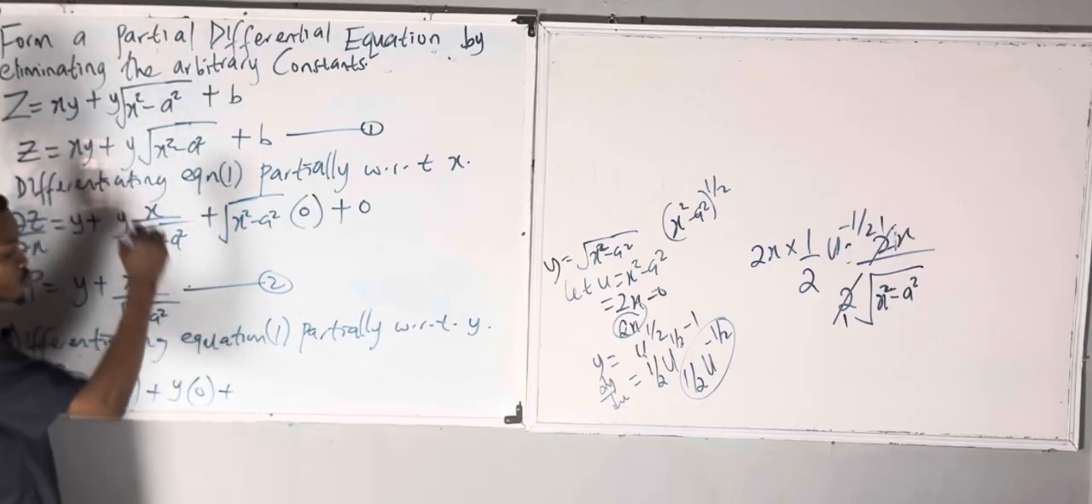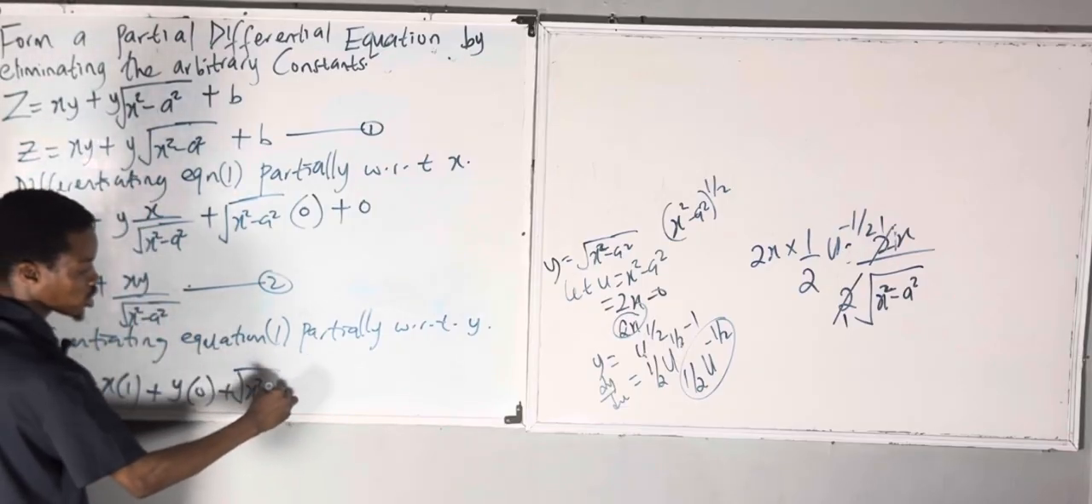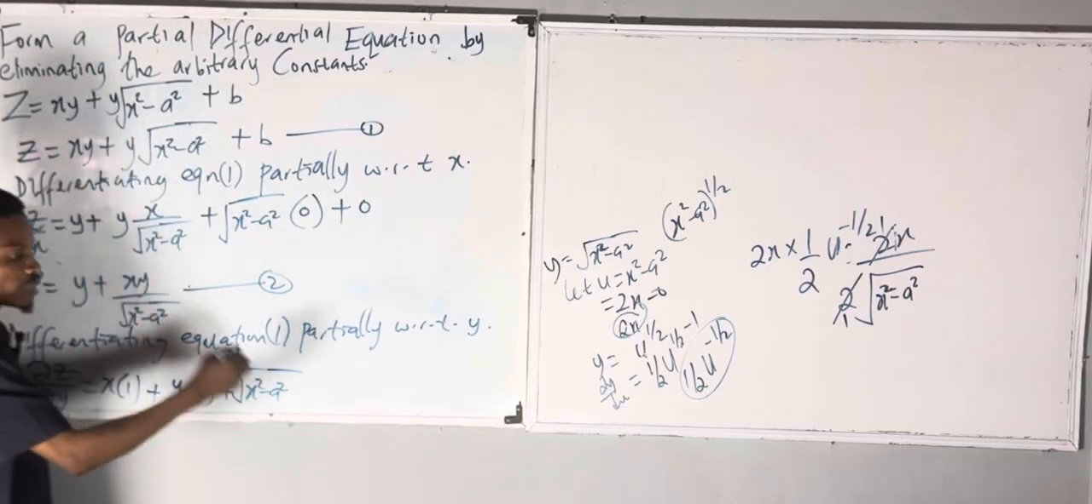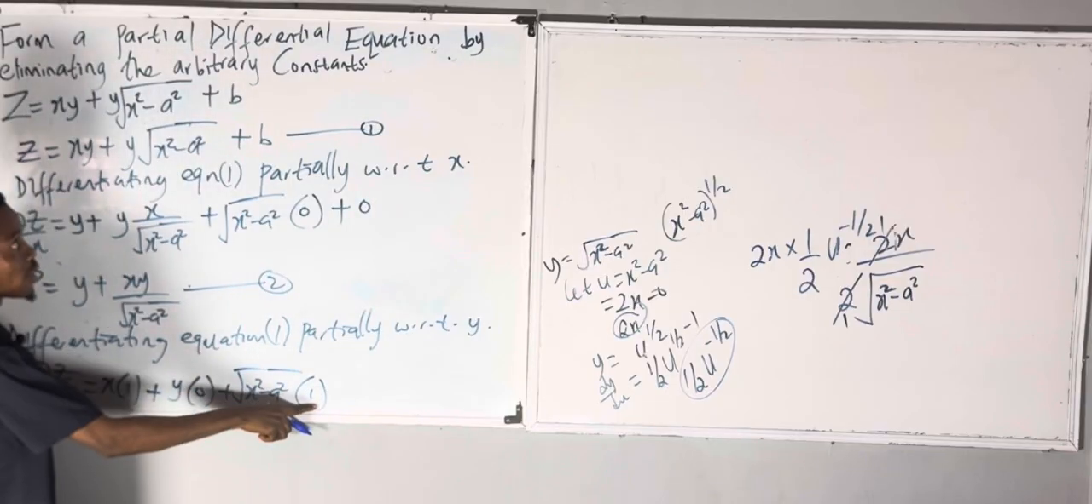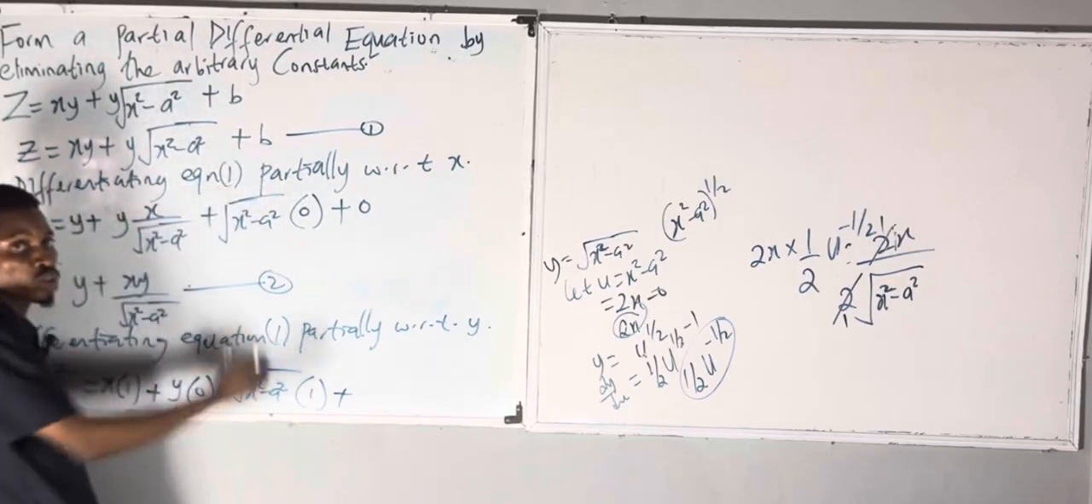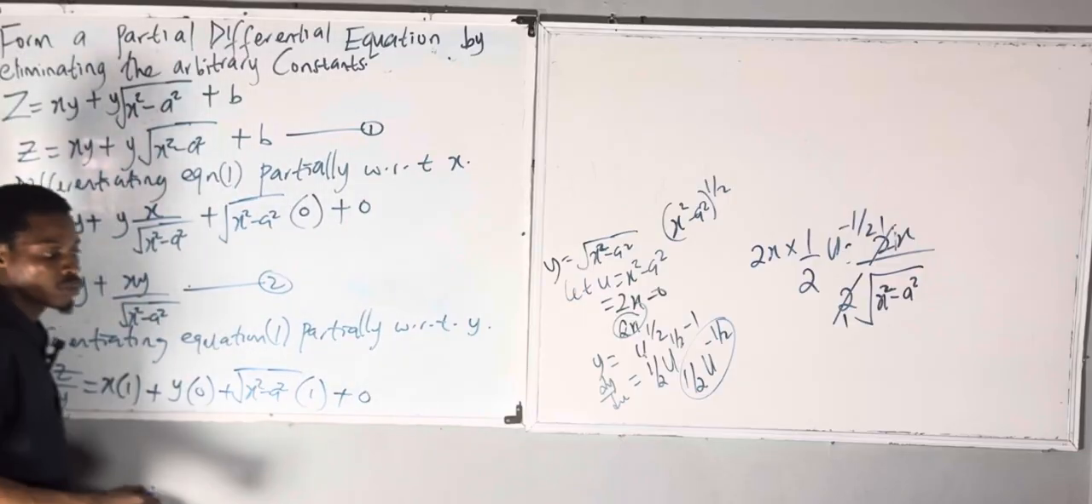Plus, take root x squared minus a squared. Then differentiate y here. I'm going to have, with respect to y, 1. Plus, if I differentiate arbitrary constant b, I'm going to have 0.